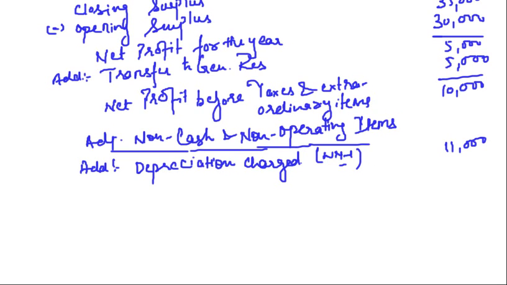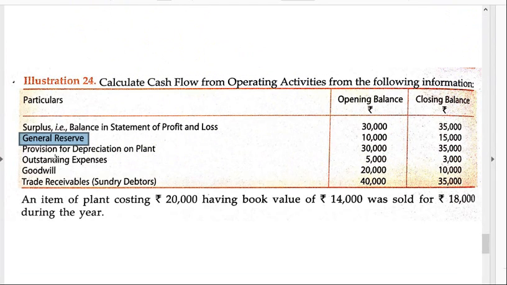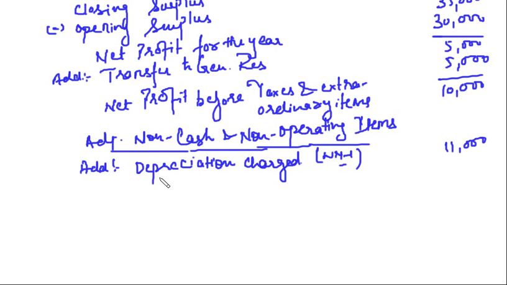Now, what else is there? Outstanding expenses, no. Goodwill. The amount of goodwill has decreased. Goodwill is a non-cash item. The amount of goodwill has decreased from 20,000 to 10,000. That means we have the goodwill written off, or we can say we have goodwill amortized. How much? 10,000. So this we will add back.